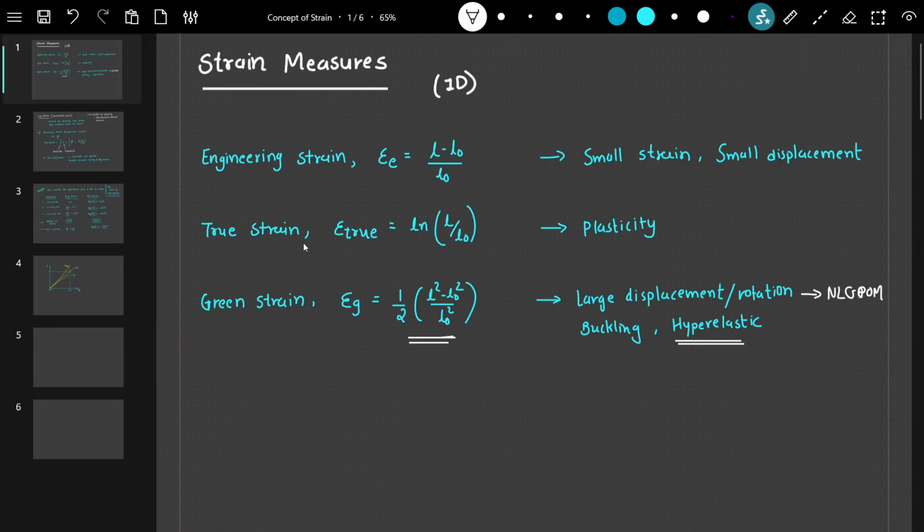So let's focus on the true strain. Why Green strain is used, or why it is a good strain measure for large displacement and rotation, we will see in upcoming lectures, and also why engineering strain is not suitable for large displacement and is only suitable for small displacement. These things we will see later, but for now let's focus on the true strain, which is considered a very appropriate strain measure for plasticity.